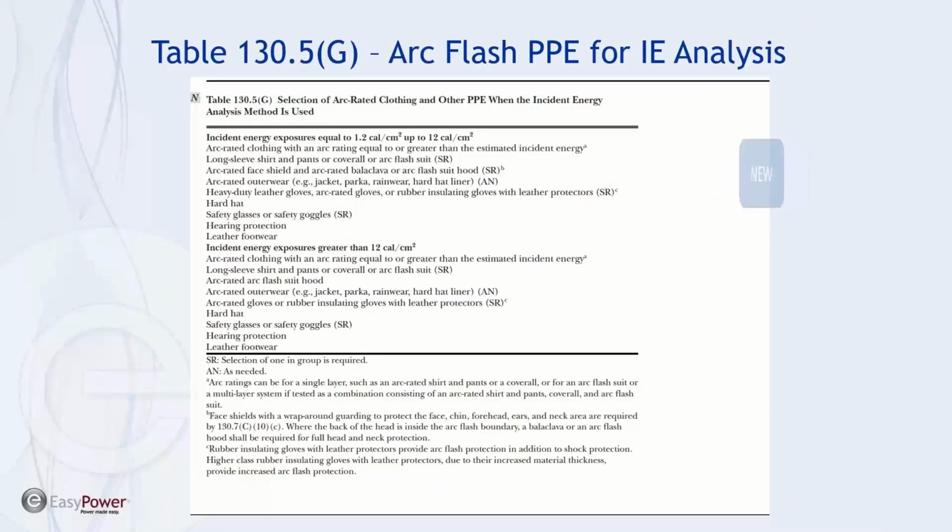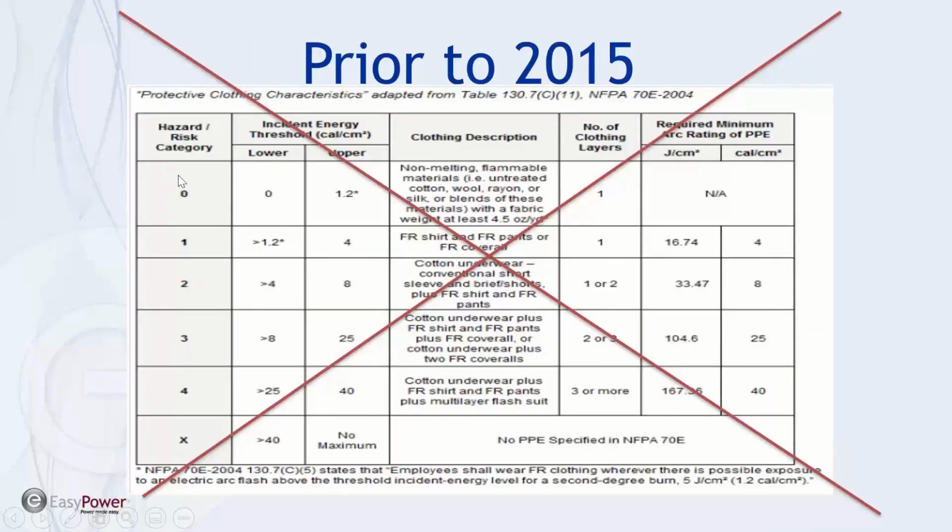And so at that time, that HRC category was done away with, and the requirement to not reference it was built into the standard and labeling, and we're referred to a new table 130.5, which describes the arc flash PPE for incident energy analysis. In the old standard, basically you'd calculate your incident energy, and if it fell between these two columns, that would give us the category for PPE that was being used. Some people wrote their safety manuals around this nomenclature.